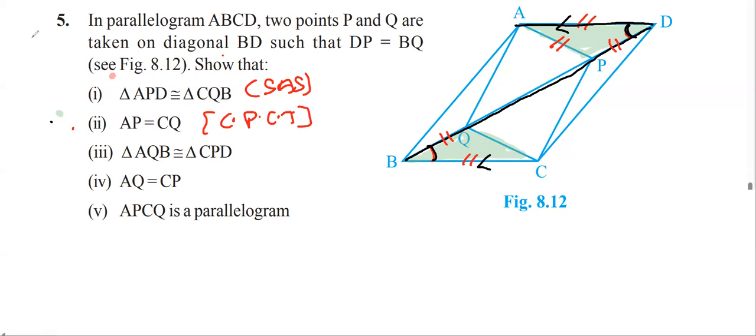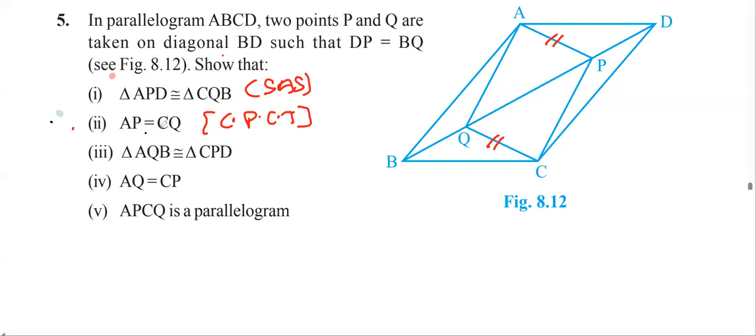Once we are done with this, now let's see what other things we need to prove. As of now, we have proved AP is equal to CQ. Now, in the next part, we have to prove these two triangles congruent. Here, the triangle we need to prove congruent is AQB, that is this triangle.